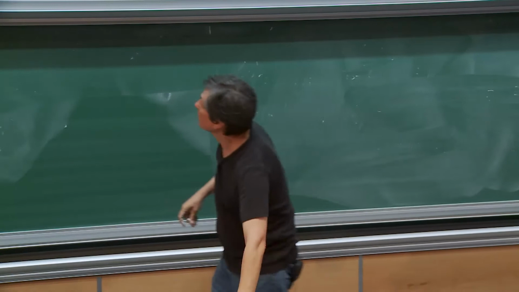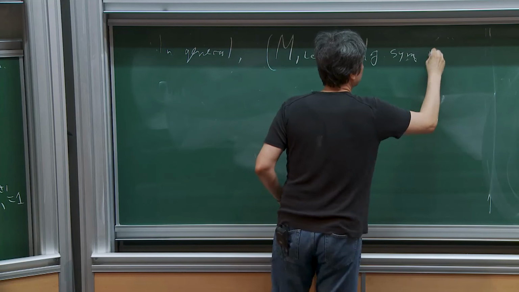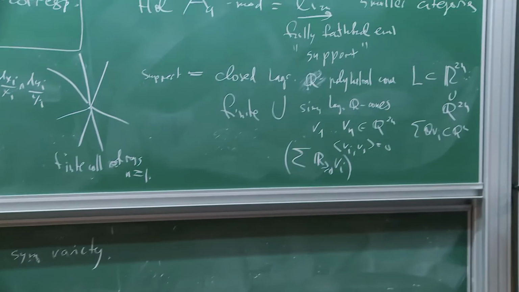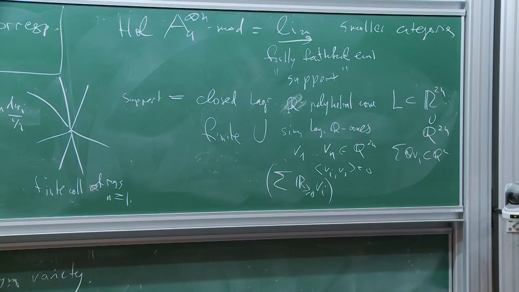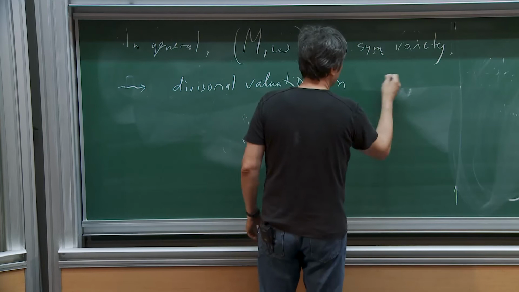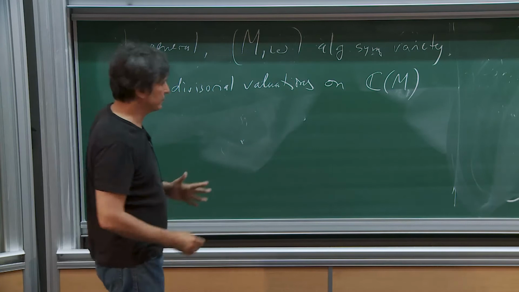In general, if M with form omega is an algebraic symplectic variety, you can call the following sets the analog of this possible support. First, we consider some huge set, divisorial valuations on the field of rational functions on M. It's over complex numbers, but that's kind of irrelevant. Is that for differential equations or difference equations? No, in general, I want to say something which works for both differential and difference equations and even more.